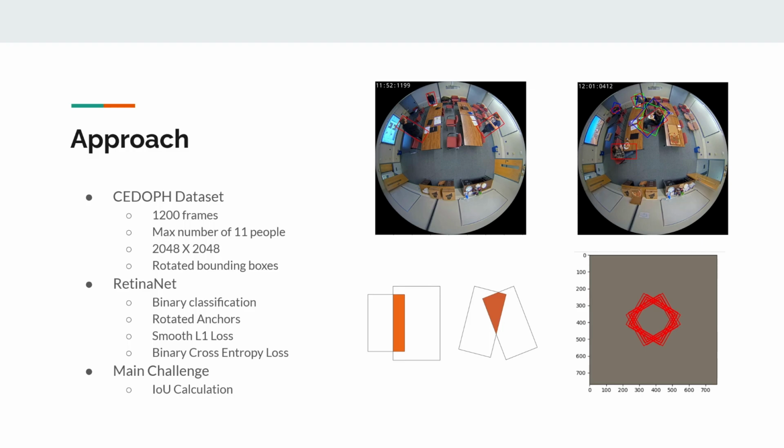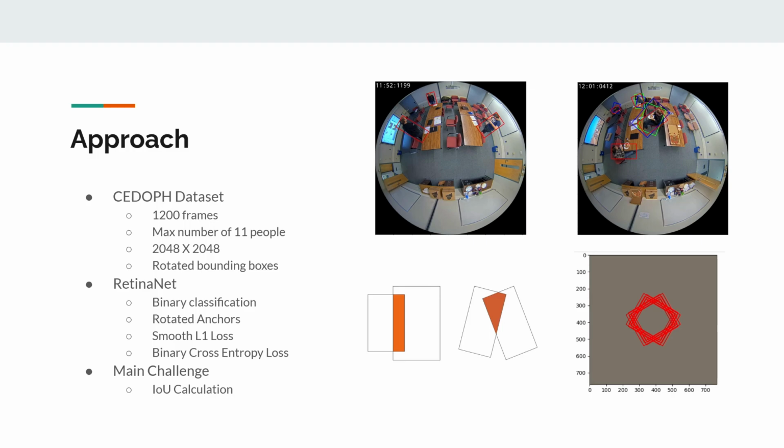I first changed it to a binary classification. It's either zero, background, or one, person. I then also added a rotation to the anchors. So I added a fifth dimension, an angle dimension, that rotates the bounding boxes. And then I implemented smooth L1 loss because it was less sensitive to outliers for rotated bounding boxes. And then I implemented binary cross entropy loss for the binary classification.